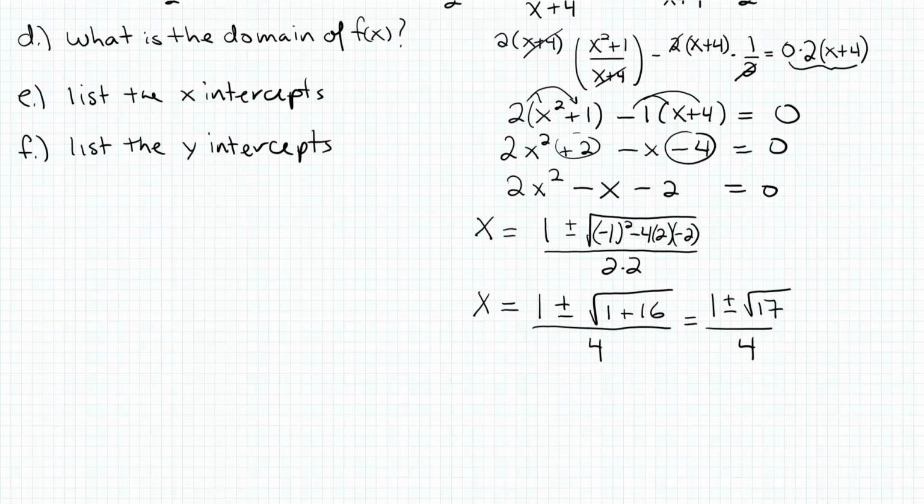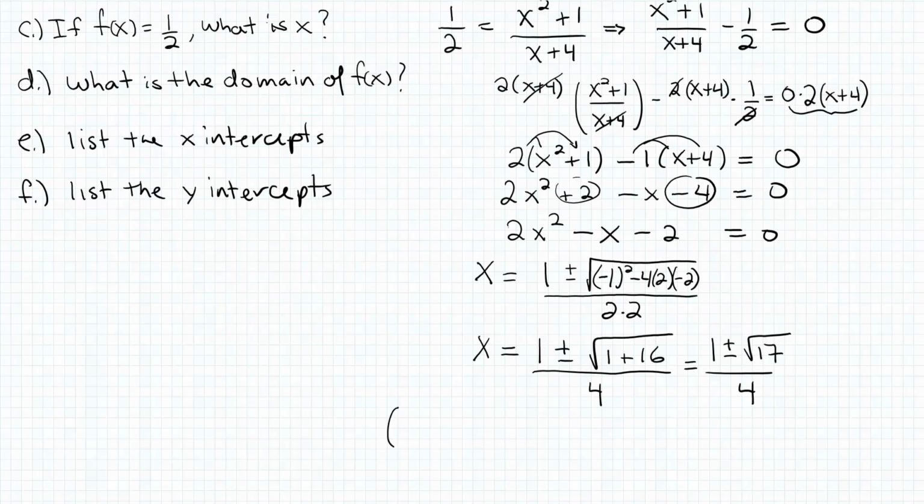So we end up having 2 answers here. They're not the prettiest answers in the world, but they're 2 answers. I'm going to write them as points now. All right, so the points will be 1 plus the square root of 17 over 4.